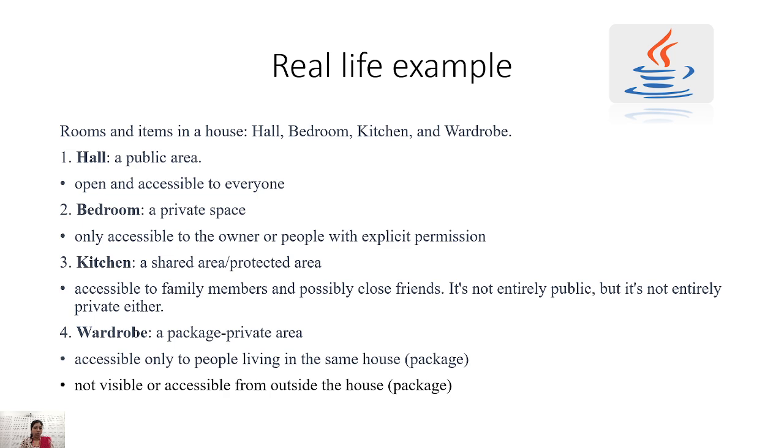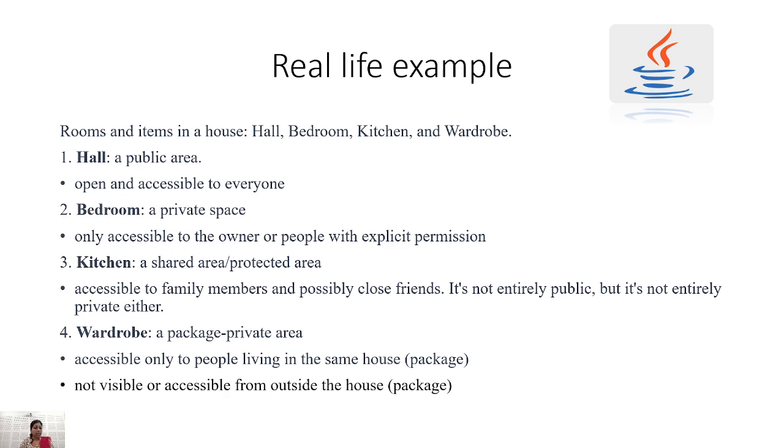In everyone's house, there are different items or rooms, like hall, bedroom, kitchen, and wardrobe. For these particular rooms, we will identify the access. Okay. So hall. Anyone can come into the hall, anyone can sit. So this is the public area, open and accessible to everyone. Next is a bedroom. Bedroom is a private space, right? It is not accessible for everyone. It is only accessible to the owner or the people with explicit permission.